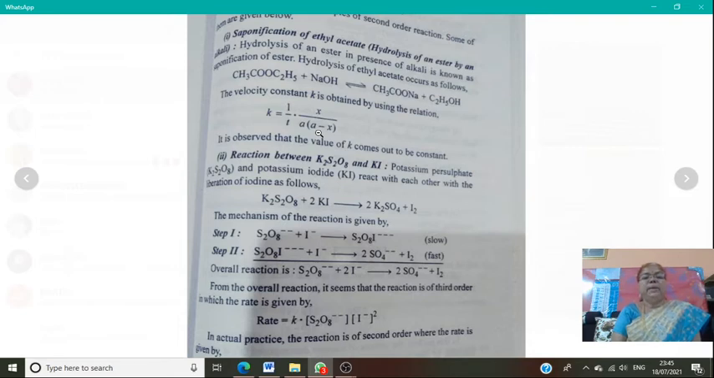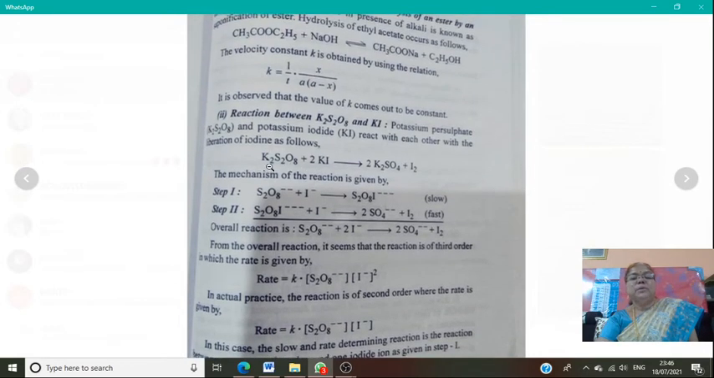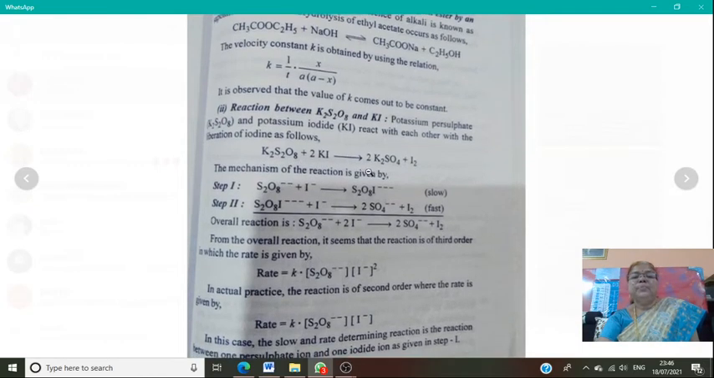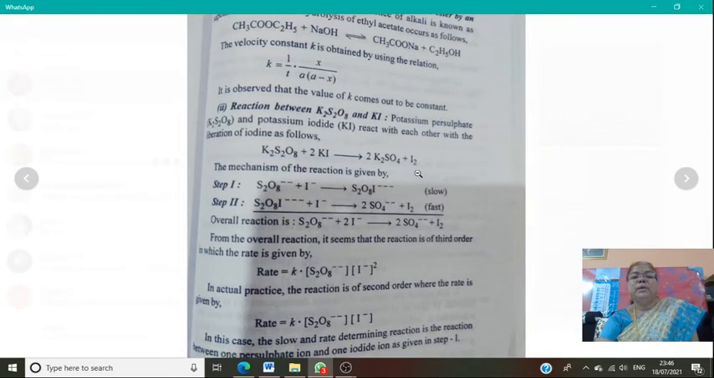The reaction between potassium persulfate and potassium iodide takes place as follows. K2S2O8 plus 2KI gives potassium sulfate plus iodine. Here iodine is liberated, and this reaction is a two-step reaction. In the first step, persulfate ion, that is S2O8 2-, reacts with iodide ion to form S2O8I 3-, and this step is a rate determining step or slow step.